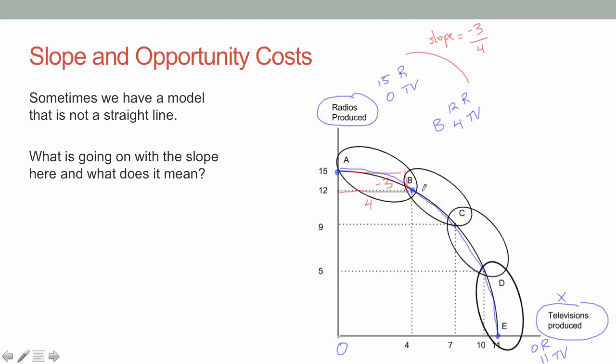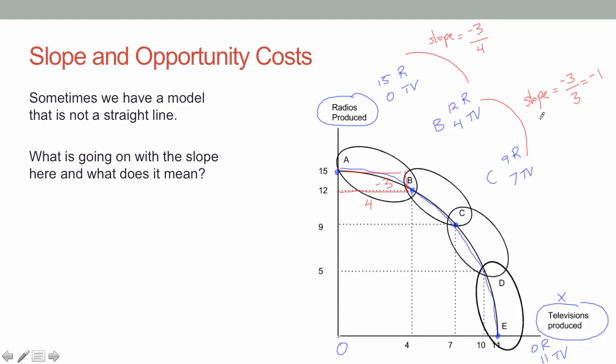But this is a curved graph, so we can compare it to point C. Let's see what's going on in point C. So here, in point C, we're making 9 radios, but I'm also making 7 TVs. So what's going on with the slope there? So from radios, along my Y values, we decreased by 3 more radios. And so I made 3 less radios, but I did make from 4 to 7, I did make 3 more TVs. So my slope, -3/3, is just going to reduce down to -1.